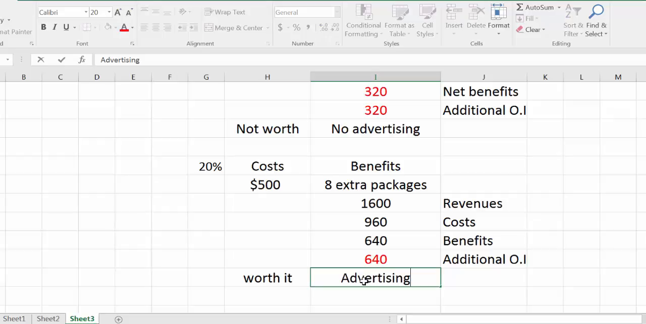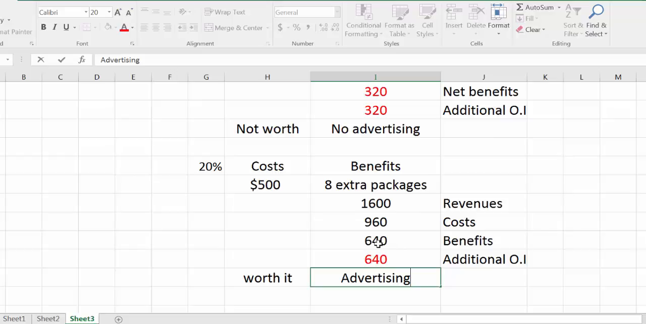Then I would encourage Emma to advertise the products. Pay $500, and she can earn additional operating income. So definitely that's justified.